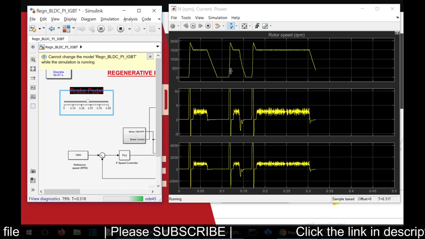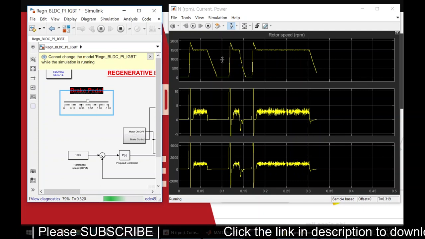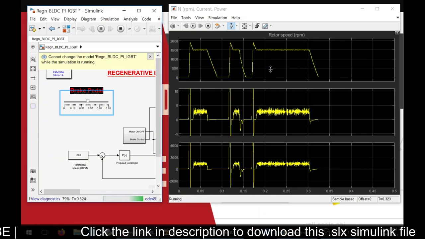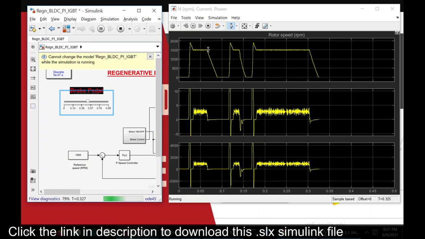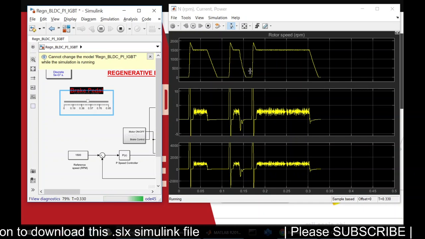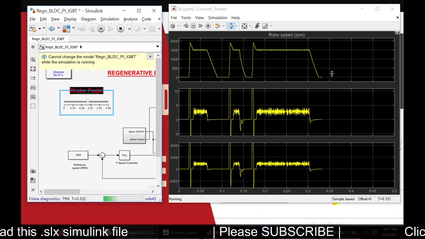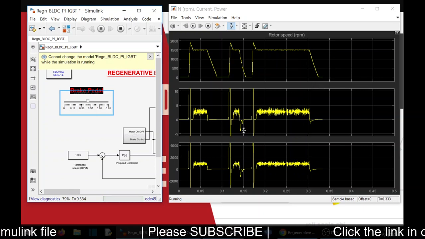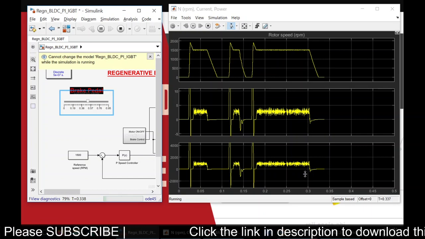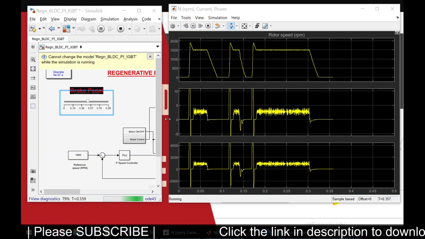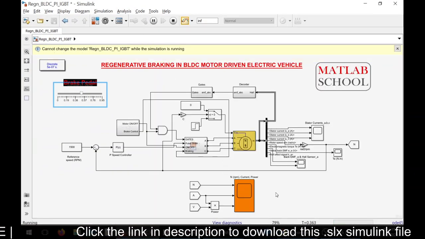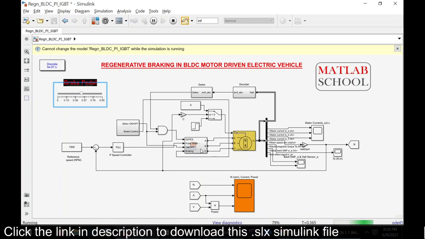In the previous case, I have applied heavy braking, so the vehicle has stopped immediately as soon as I applied the brake. You can see the difference in slope. Here it has taken more time, here it has taken no time to stop, and here it is taking a moderate time to stop, as well as the production of regenerative power. So this is how the regeneration is done here.